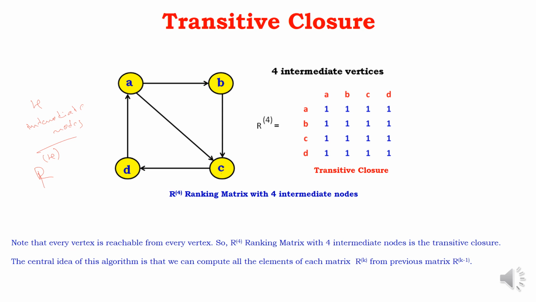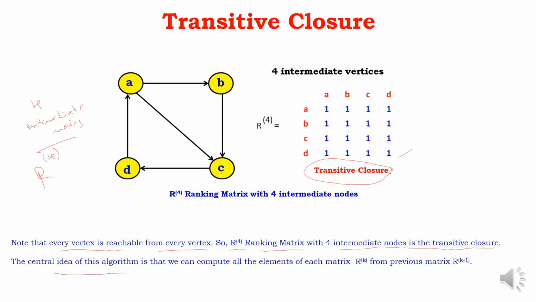So there is a path from any node to any other node if you use all four vertices as intermediate vertices. So R4 is your transitive closure. There is a path from any node to any other node in this particular graph. Note that every vertex is reachable from every vertex. So the R4 ranking matrix, with four intermediate nodes, is the transitive closure.